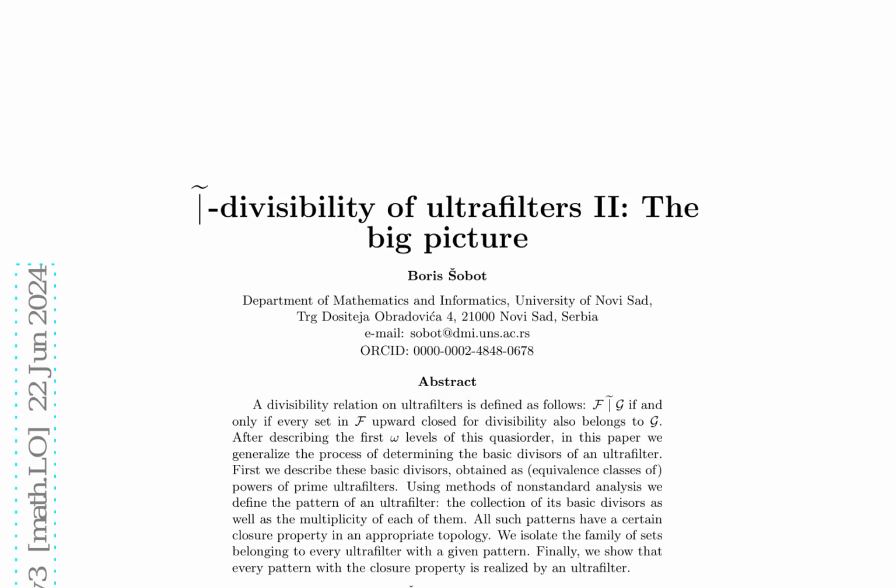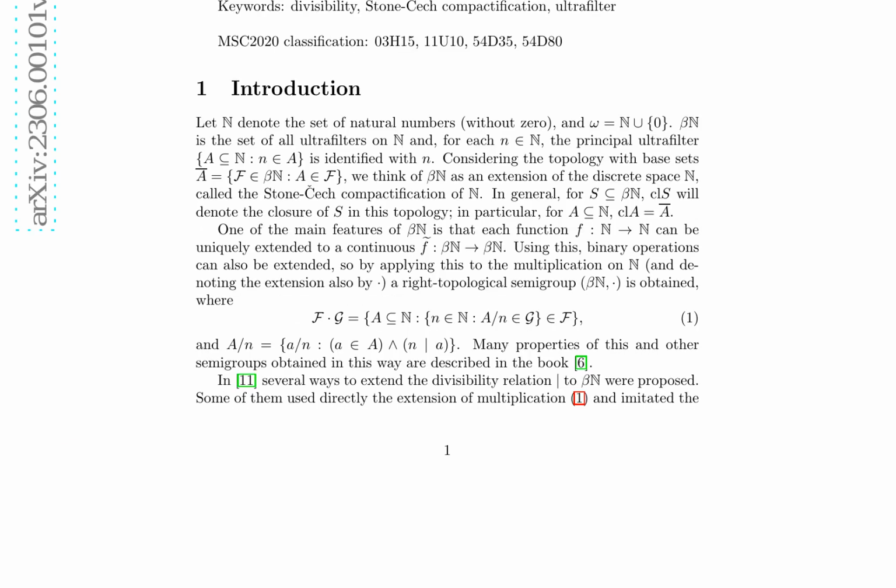The authors rely on the Stone-Čech compactification of the natural numbers, denoted by βN, a fundamental concept in topology. They extend functions and binary operations from the natural numbers to βN, particularly the extension of multiplication, to define a right topological semigroup structure on βN. This builds upon previous work, including [11], which proposed various ways to extend the divisibility relation to βN. The paper provides a more comprehensive and general framework for understanding divisibility in ultrafilters.